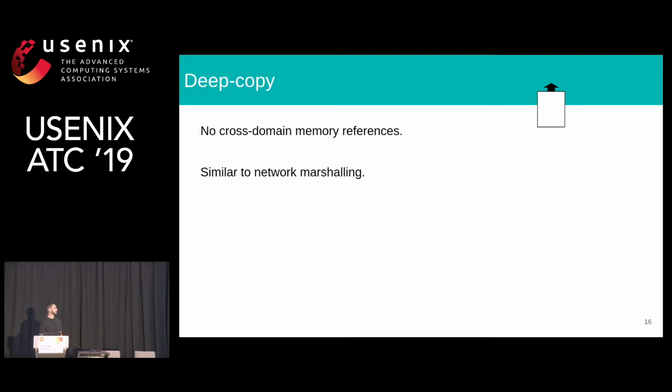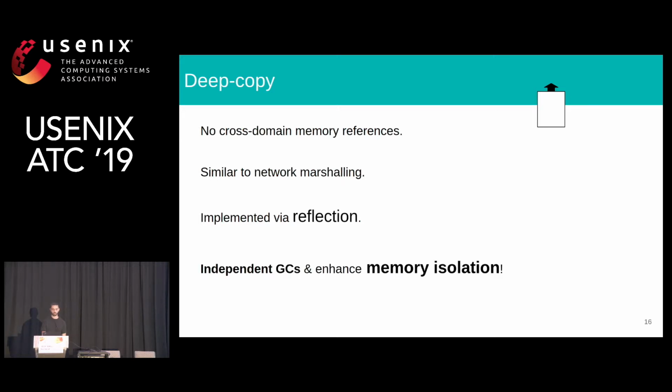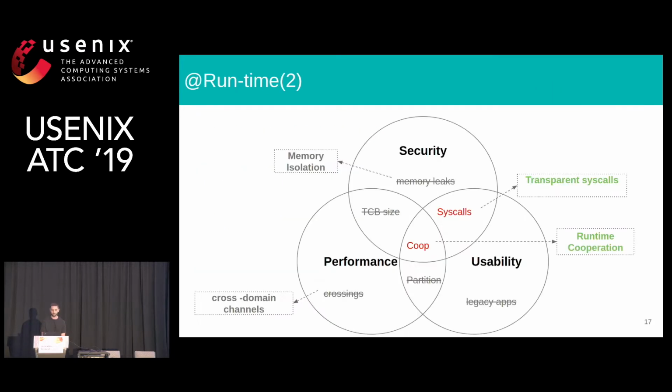So it's a little bit similar in principle to network marshalling. You receive a bunch of bytes and you need to reinterpret them into a complex object while copying things. We do that using reflection based on types stored within the domain itself, augmented with some safety checks, of course. And that simple mechanism actually allows us to have not only independent garbage collectors, but also enhanced memory isolation. Suddenly, your trusted code doesn't have any pointer to untrusted memories. You cannot mistakenly leak any secret. So we're done with memory isolation and crossings.